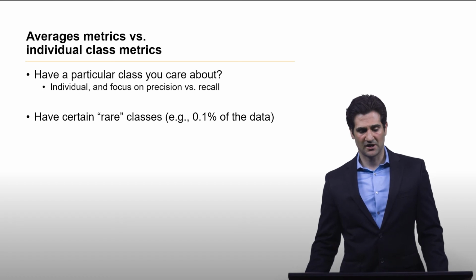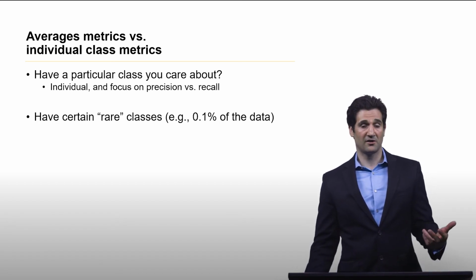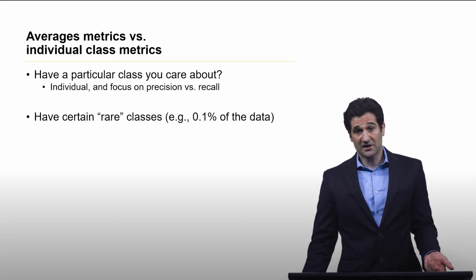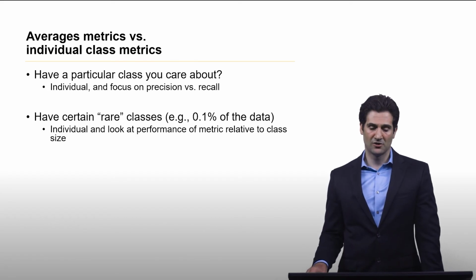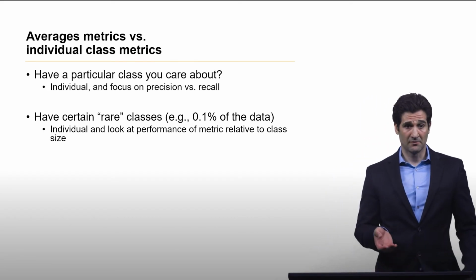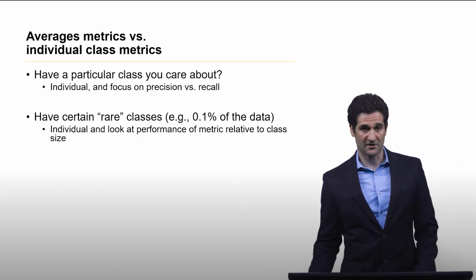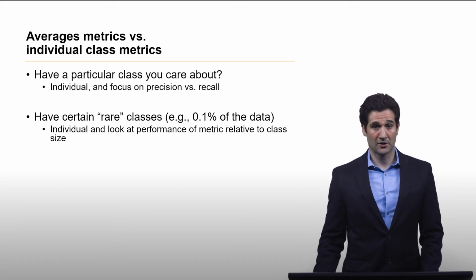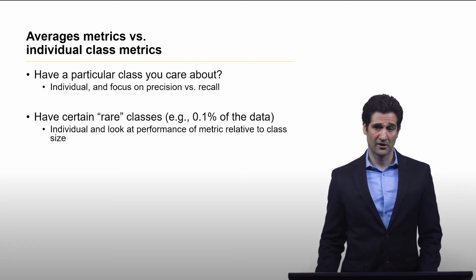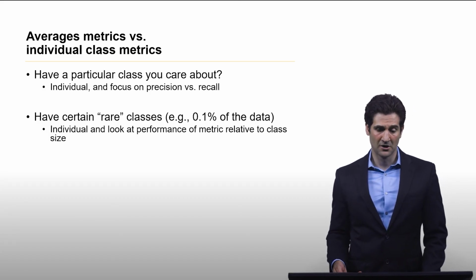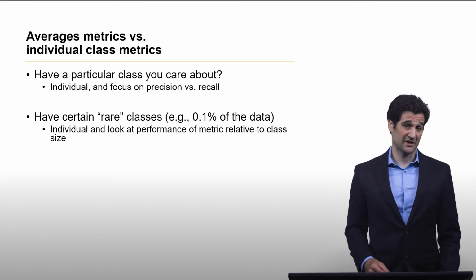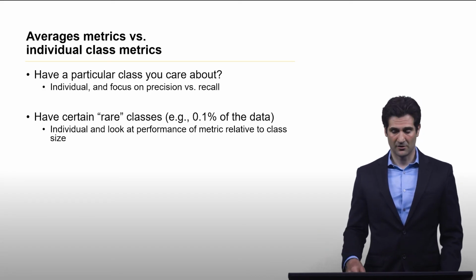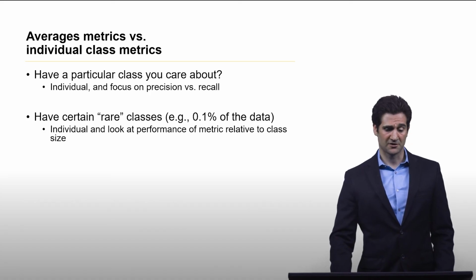The other case to consider is, what if you have a class that is particularly rare, say less than 1% of the data? Again, here you want to look at an individual metric, and you want to do what we did in the previous slide. Maybe start comparing it to the size of the class. We had an experiment we did a few years back in social media where our performance on precision for a particular model was 0.6. But the class that we were predicting was less than 1% of the data. So that was a huge improvement over random selection.